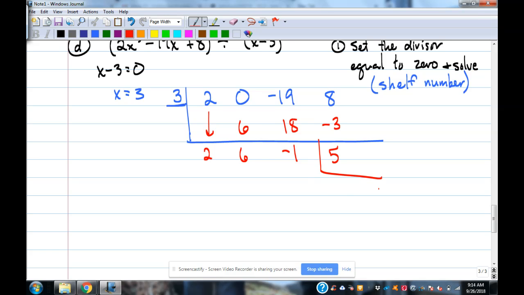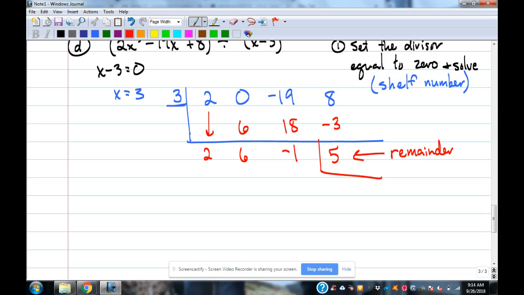This piece right there, that is your remainder. That number is your remainder. These are the coefficients of the quotient. Anytime you use synthetic division, it takes the highest exponent. We started with x to the what power? The highest one on our dividend. Third power. We did synthetic division, and it reduces the power by 1.